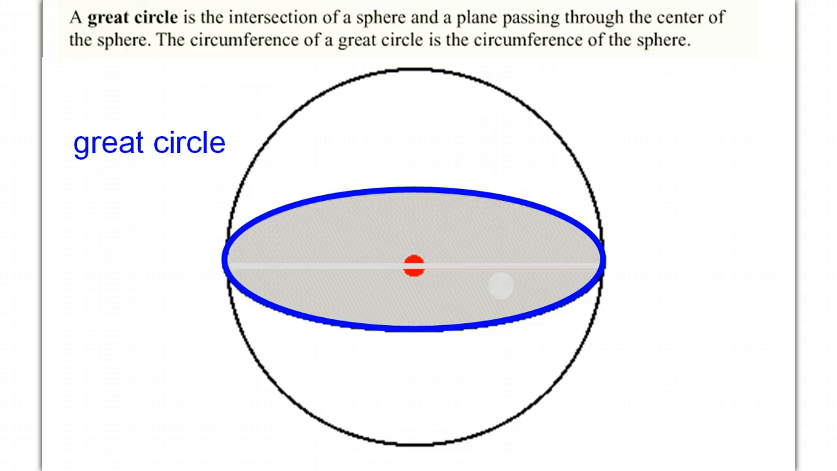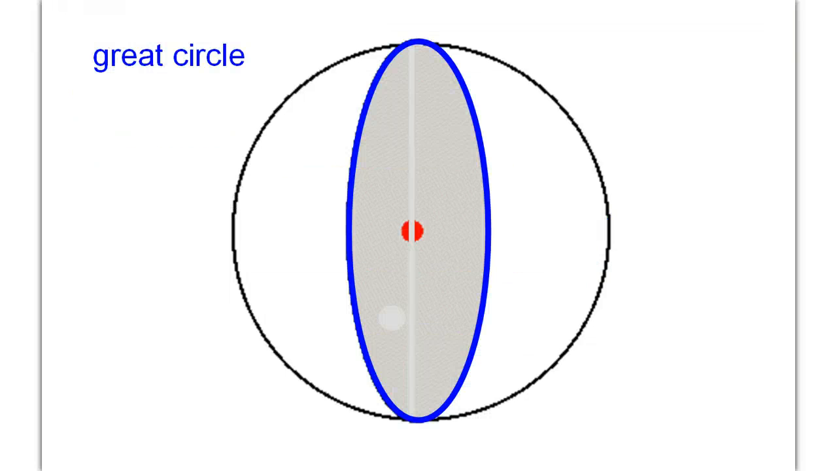Now, there are a couple of vocabulary words that apply especially to spheres and not to circles. One of those is a great circle. You can read that definition right there. But basically, a great circle is the largest circle that you can draw around a sphere. A picture's worth 1,000 words. So this blue would be a great circle. It doesn't have to be horizontal. It could be in any direction.